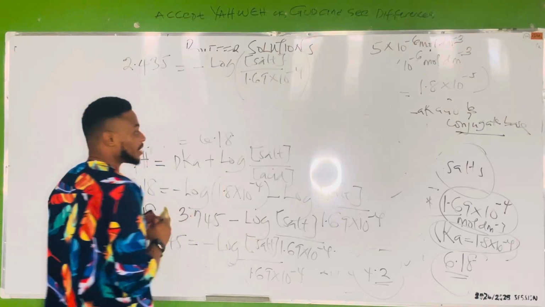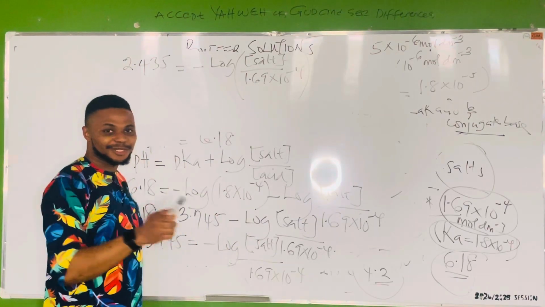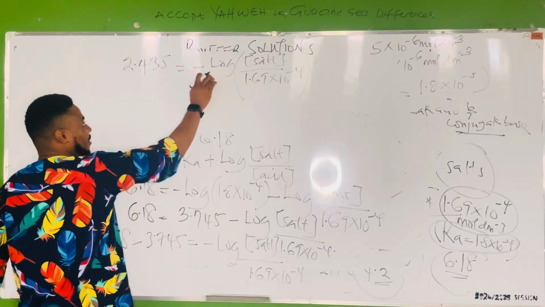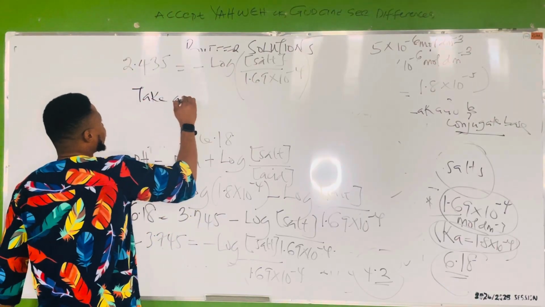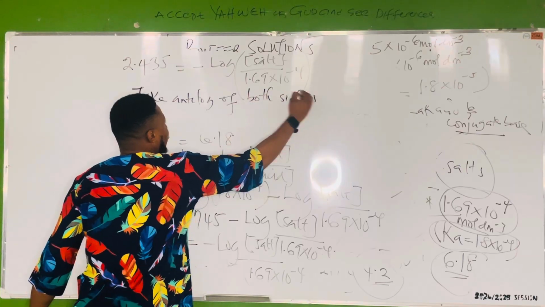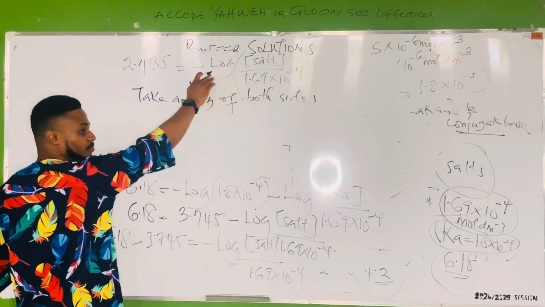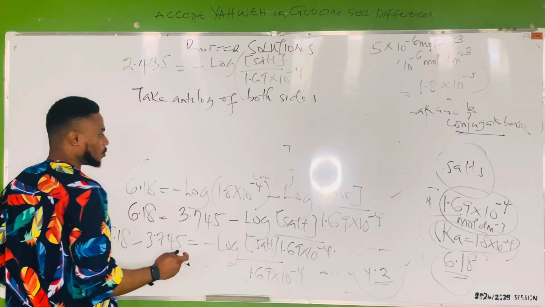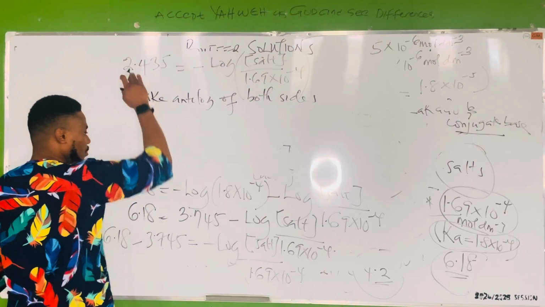Remember, all these are in brackets, so we cannot remove 1.69 times 10 raised to power minus 4 like that. We have to first of all remove this by taking the antilog of both sides. When we take the antilog of both sides, it will eliminate this negative logarithm. So at this point, we have to take the antilog of both sides.